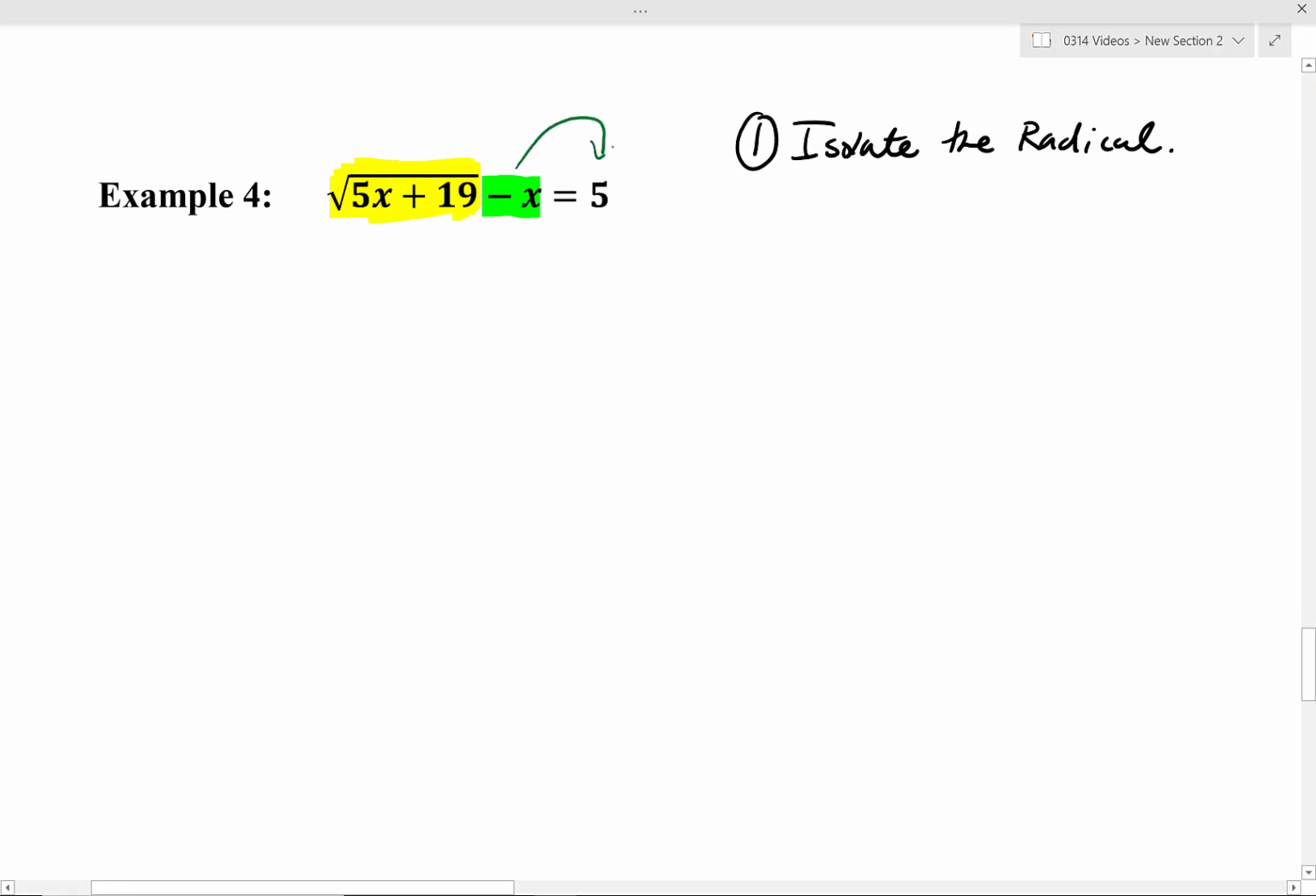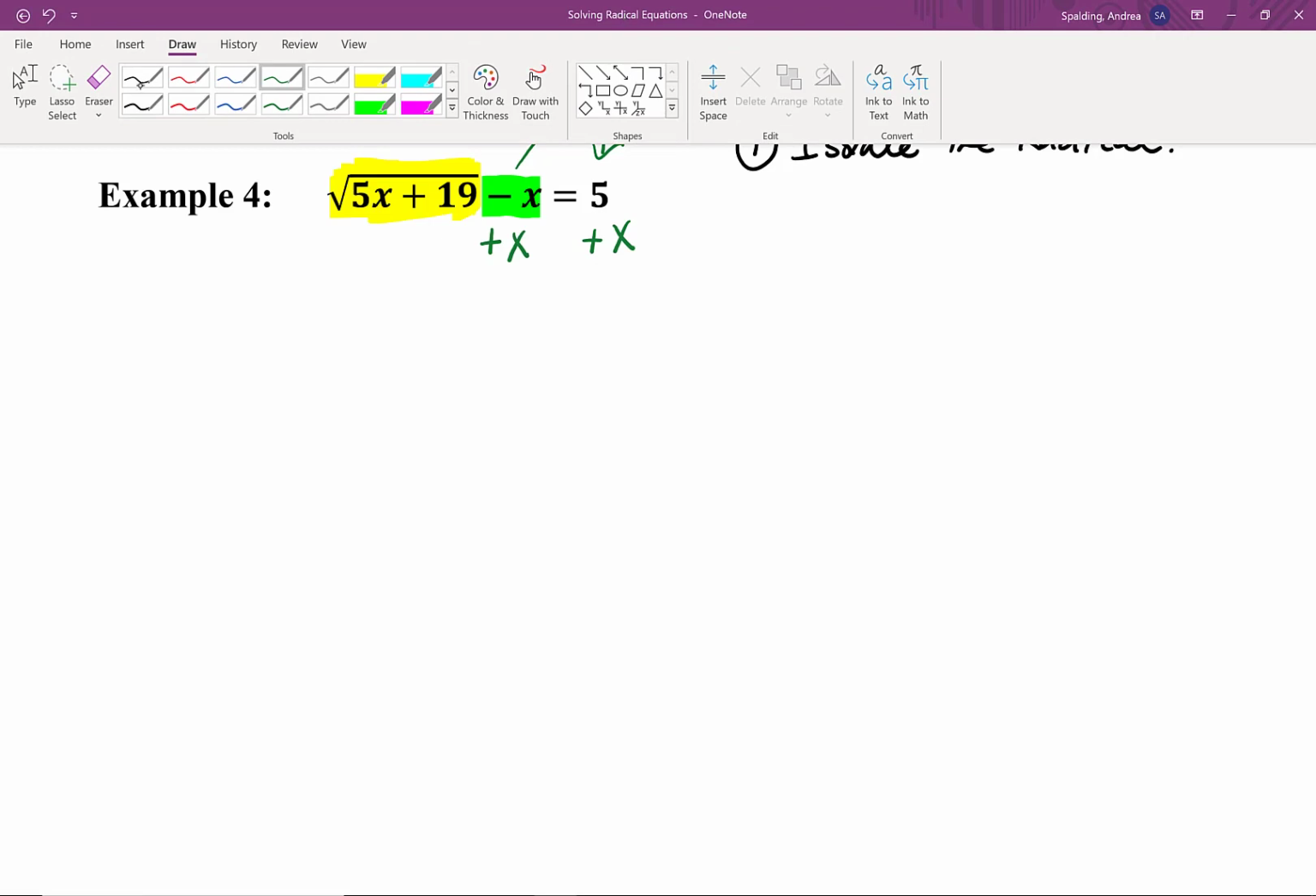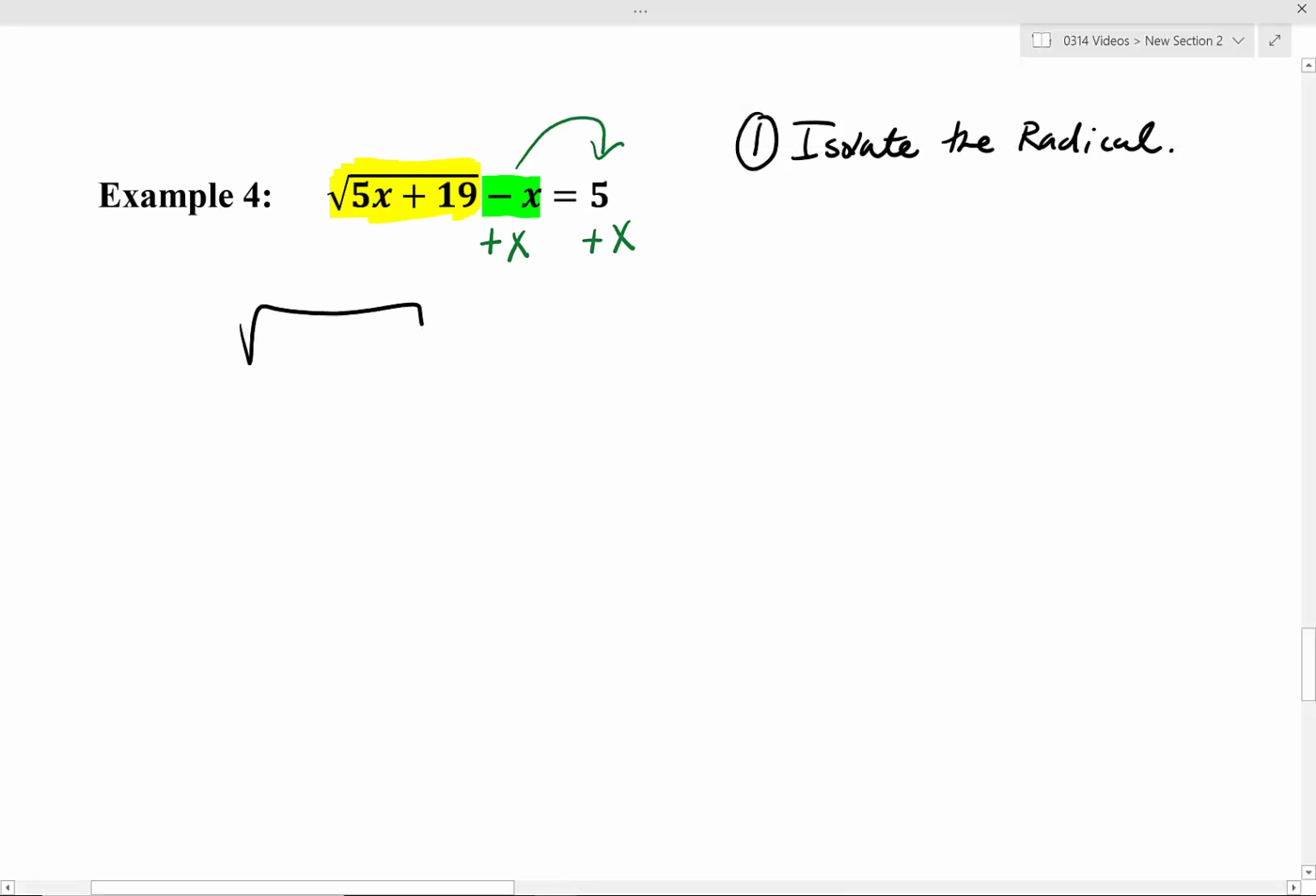We want to get rid of this -x. The -x is not part of the radical, it's actually behind that radical symbol. So we need to get that radical by itself by moving that -x to the right-hand side. We're going to do that using our addition principle. I'm going to add that x to both sides. So we actually had to do something this time to make that radical be by itself on one side.